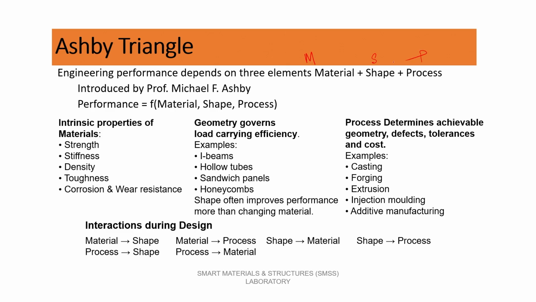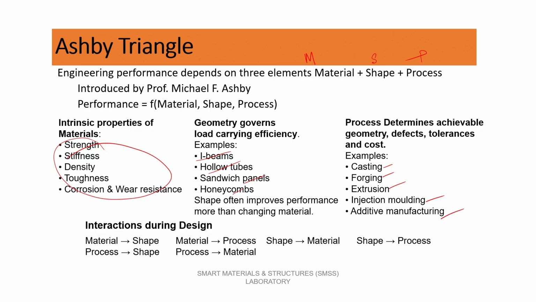All three of them will play an important role. So, intrinsic properties of materials are already there, but in the shape, it is the geometry that may govern the load carrying capacity. Examples are I-beam, hollow tube, sandwich, honeycomb. These are all geometry dependent cases. And the process, like whether you are going to use casting, forging, extrusion, injection molding, additive manufacturing, that is also important.